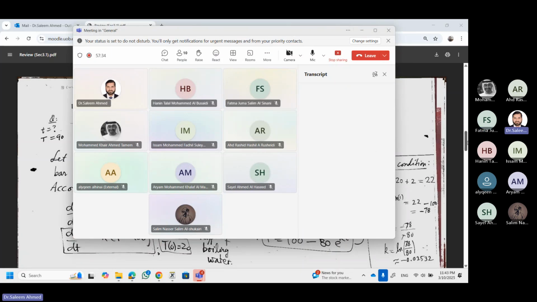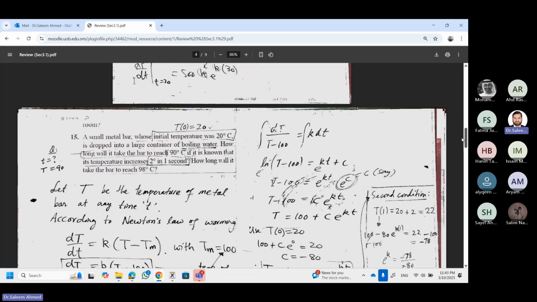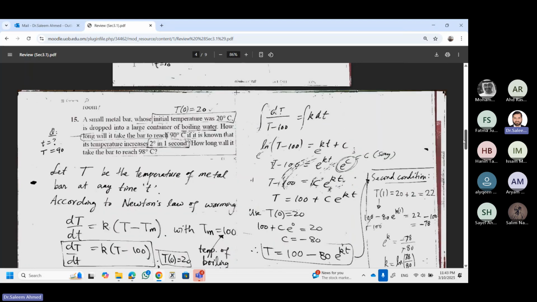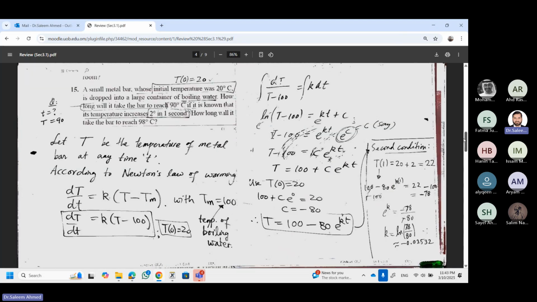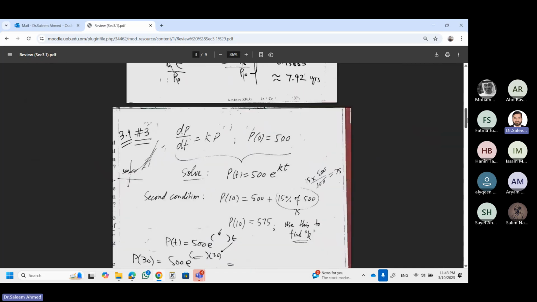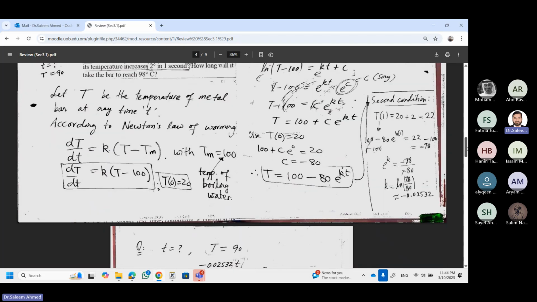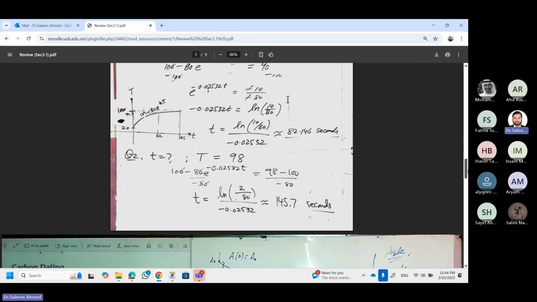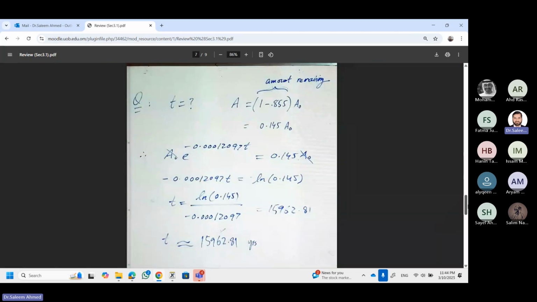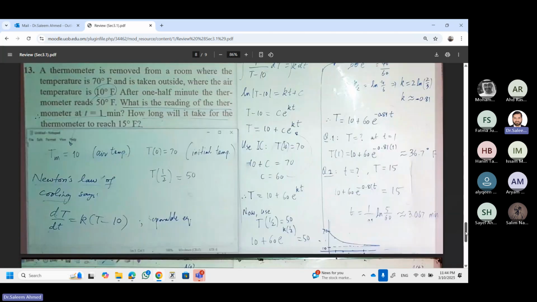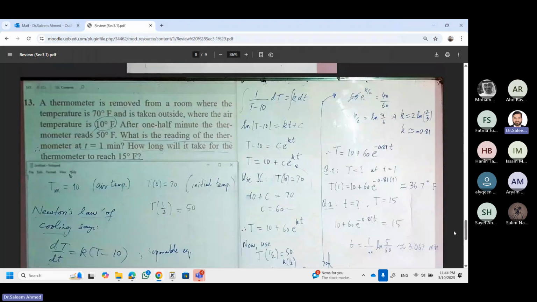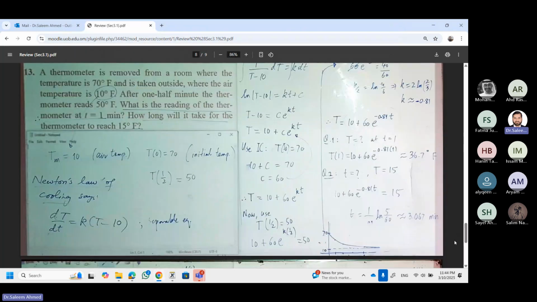For your practice, I said 1, 3, and 15 are solved. So just look at these 3 questions from here. Question 1, question 3, and 15. Based on these questions, you can try question number 13. 13 is also solved here. So see, 13 is also here. So just look at this one. And you see, 13 is also solved. Newton's law of cooling. So this is also done for you.